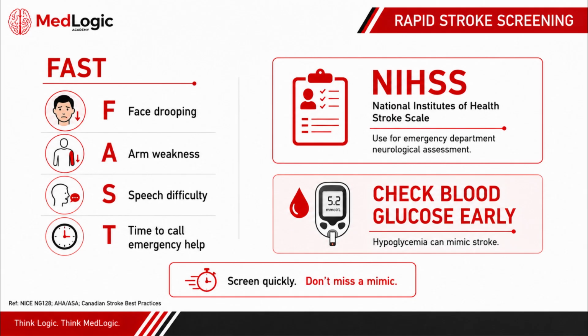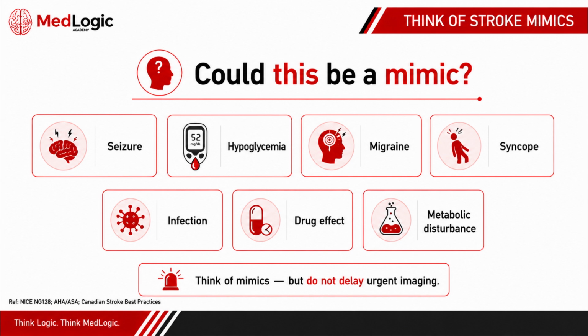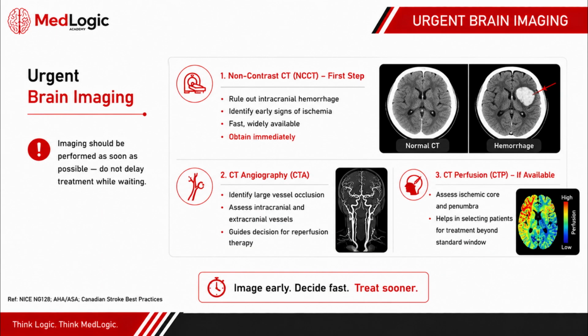But before labeling it as stroke, always check blood glucose. This is very important because hypoglycemia can mimic stroke. So in a real ER approach, glucose is checked early. Then, think about stroke mimics. Could this be seizure? Could this be hypoglycemia? Could this be migraine? Could this be syncope, infection, drug effect, or metabolic disturbance? But remember, while considering mimics, do not delay urgent stroke imaging if the clinical picture suggests stroke.